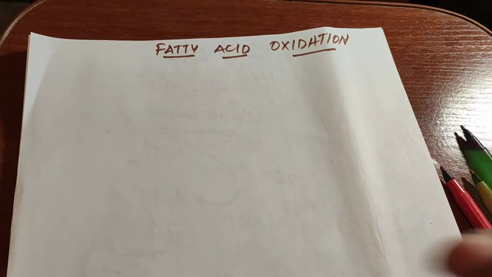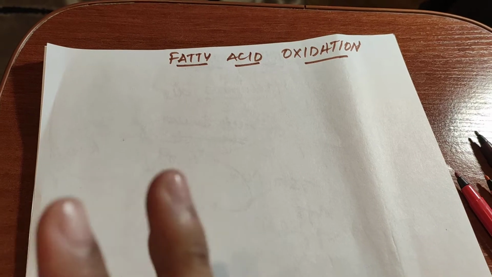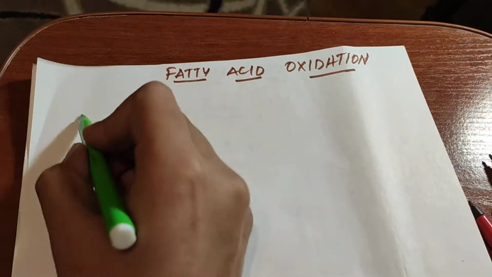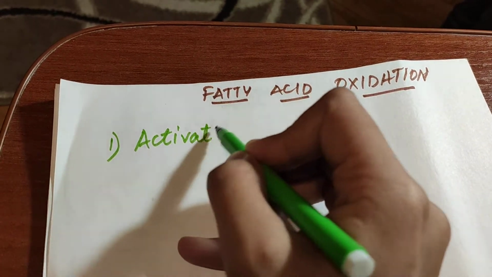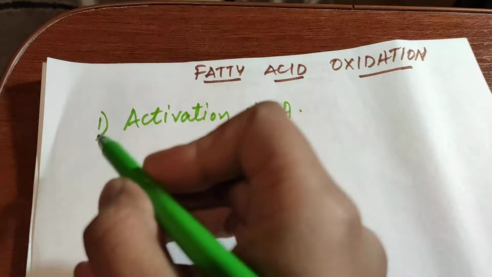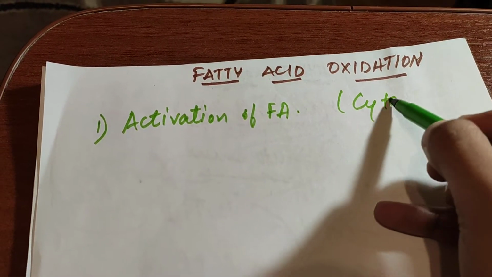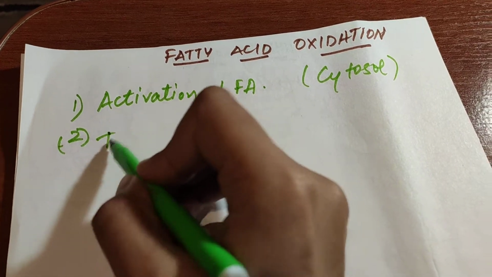Hello, today we'll talk about fatty acid oxidation. Fatty acid oxidation occurs in three stages. First is the activation of fatty acids. This step will occur in the cytosol. Okay. Second step is transport.